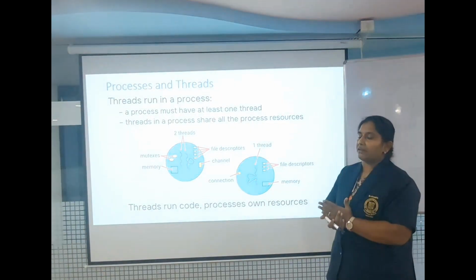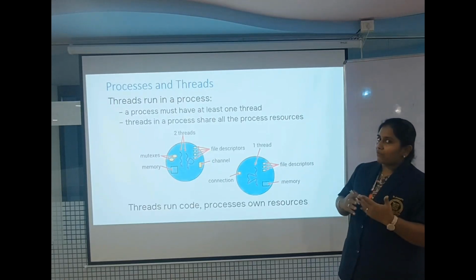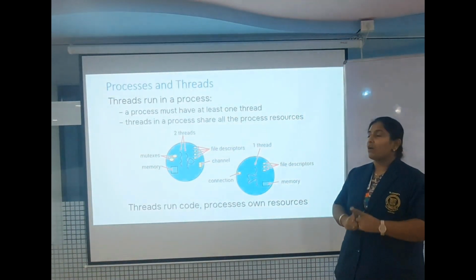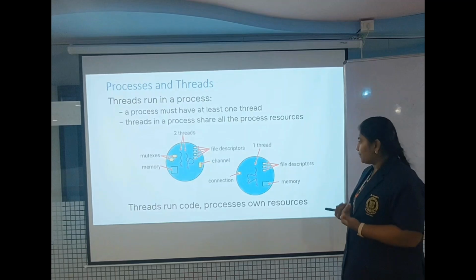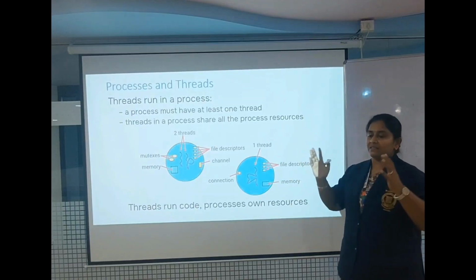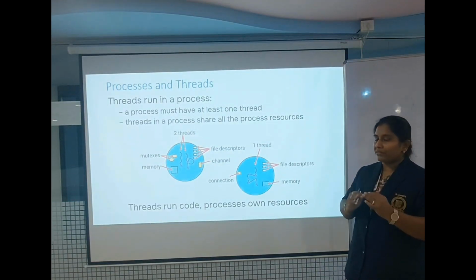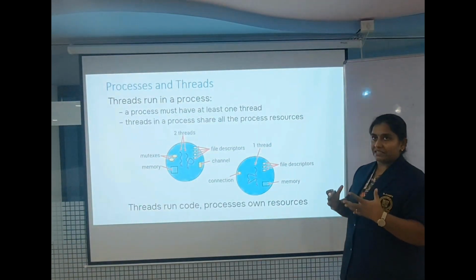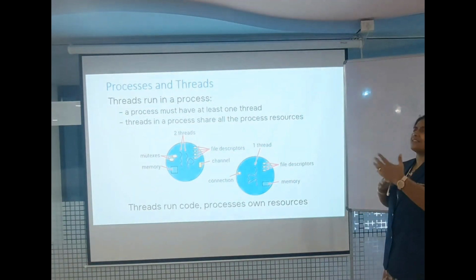The very important point to note here is any process should have a minimum of one thread. There can be multiple threads in a single process, but any process should have at least one thread. So threads basically run code, and the process is the entity as a whole. It governs all the resources. This is the idea between a process and a thread. A thread is the code that is running, and a process is the larger entity which you can say owns all the resources that are necessary for the thread. And threads, we can say, run in a process.